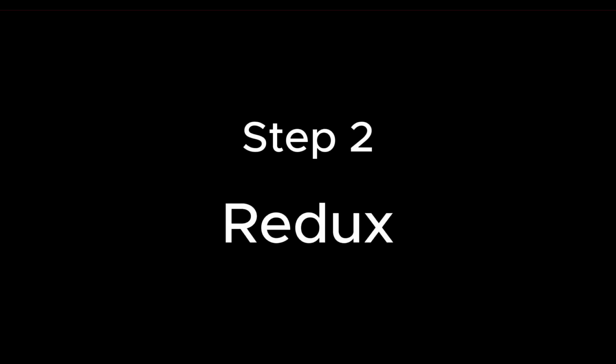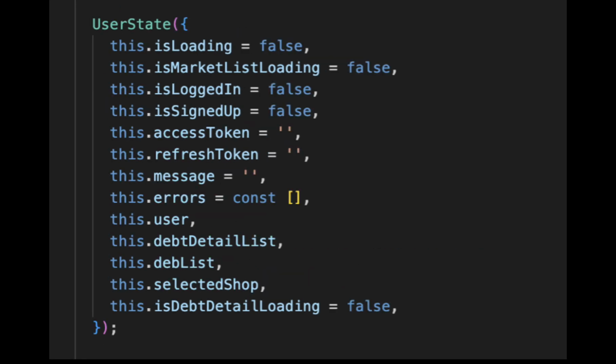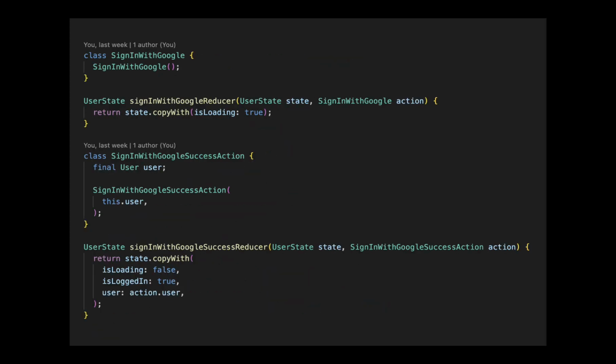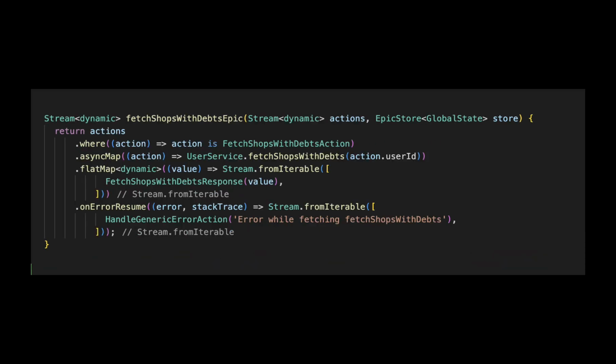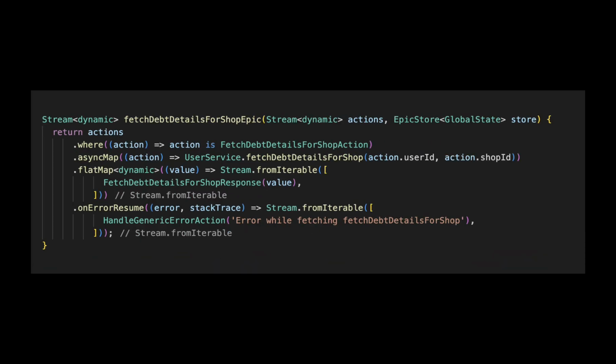Step number 2, Redux. Create the state, initialize values. Implement sign-in action, add the reducer, fetch shops with debts and debt details. Listen to the action and call service.